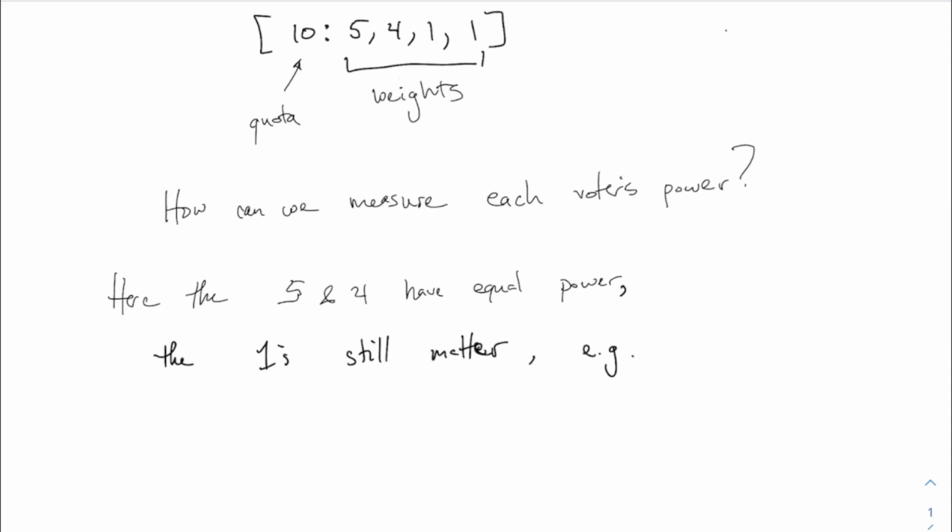For example, you can do like 5 and 4 and 1. We'll make it to 10, right? So this is one scenario in which one of the ones could make a difference. The 5 and the 4, and one of the ones can make it to 10. All right?